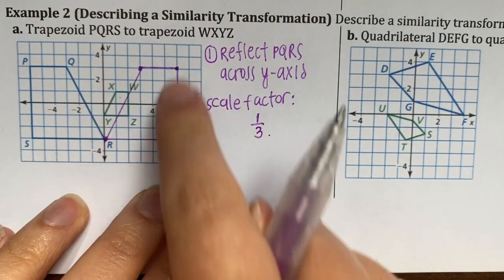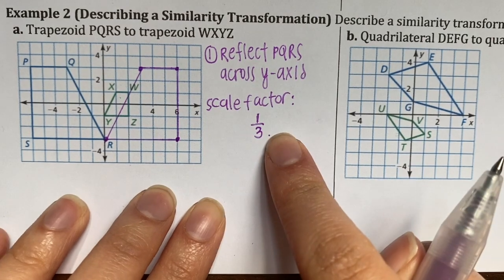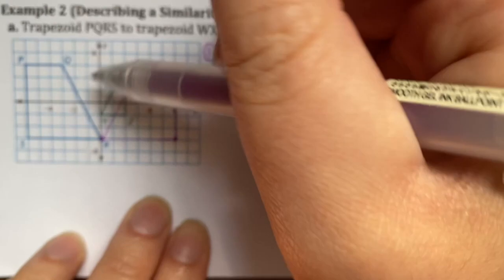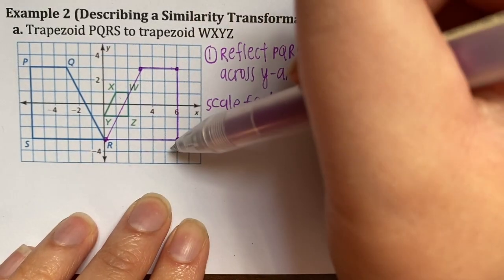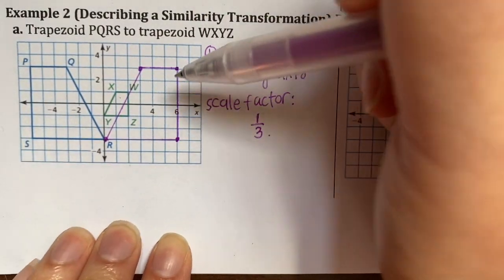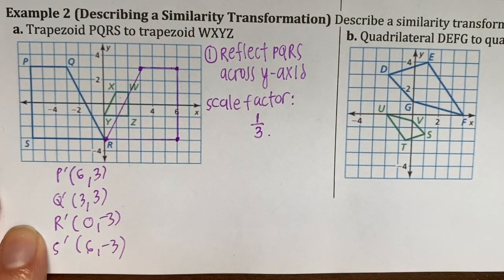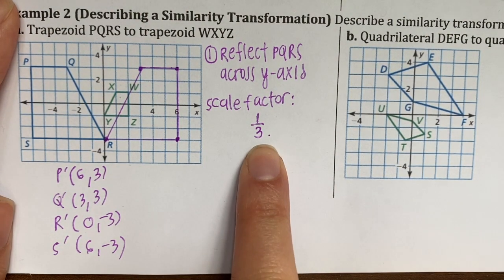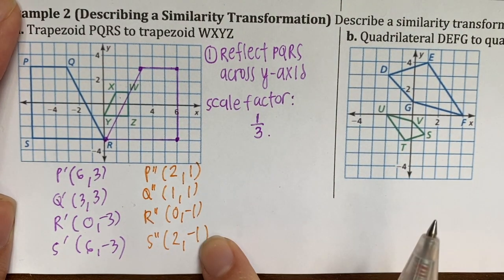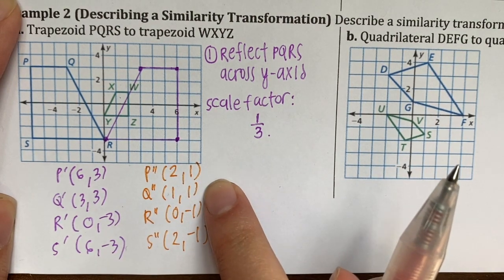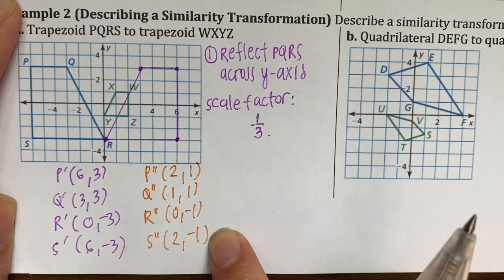All right, so each of these points that we got, we want to multiply by 1/3, and that's going to give us the desired trapezoid. I'm going to write down the coordinates for the reflection, and then we will scale it. I get these coordinates for the reflection. Now I'm going to dilate it with a factor of 1/3. So I get these coordinates for the dilation: 2, 1, 1, 1, 0, -1, and 2, -1.